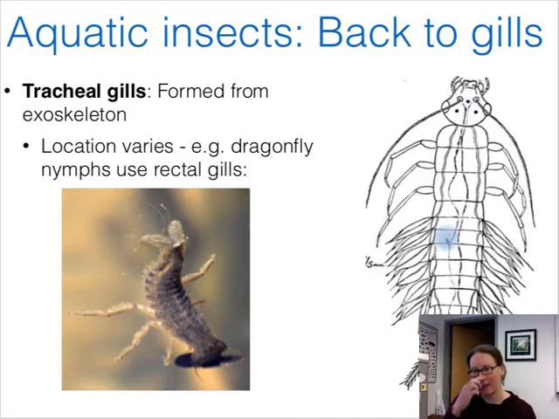On the right-hand side, I've got a picture of a mayfly larva, and this mayfly larva has tracheal gills that are hanging off of its abdomen to facilitate gas exchange. And then on the left-hand side, I've got a picture of a dragonfly nymph who has gills that are protrusions from its rectum. So dragonfly larvae actually breathe with their butts.